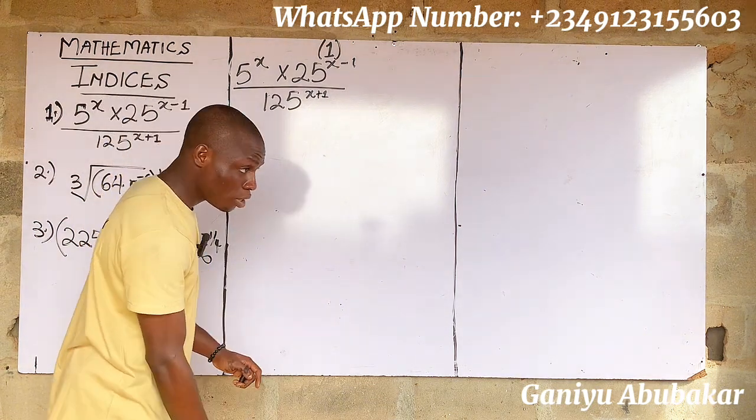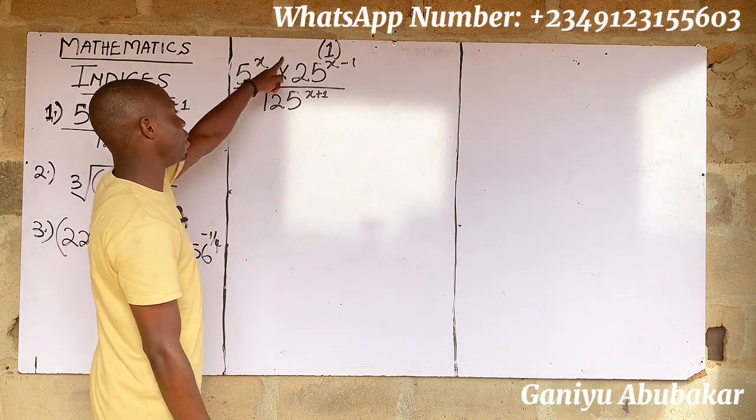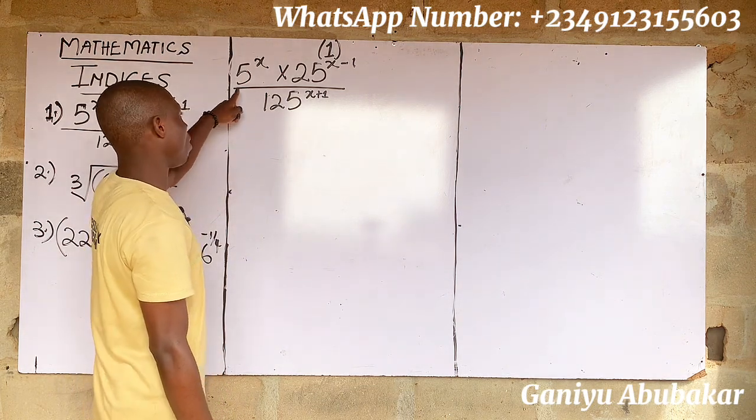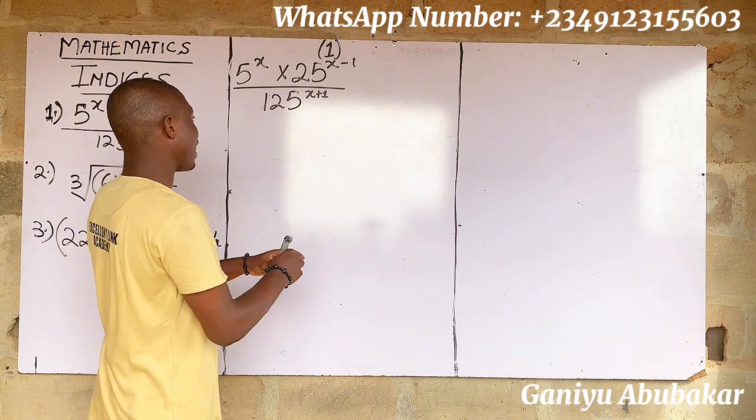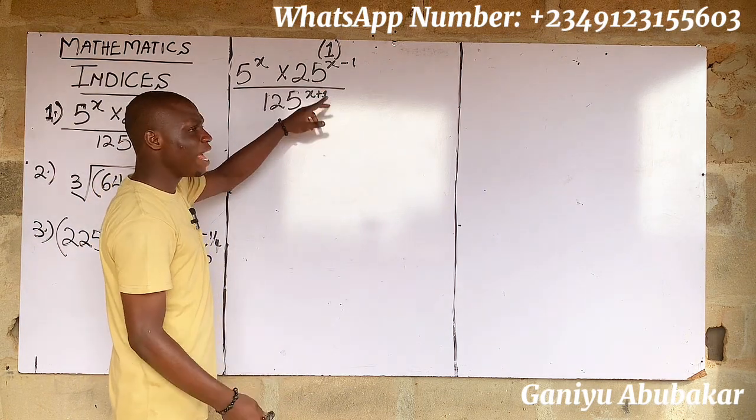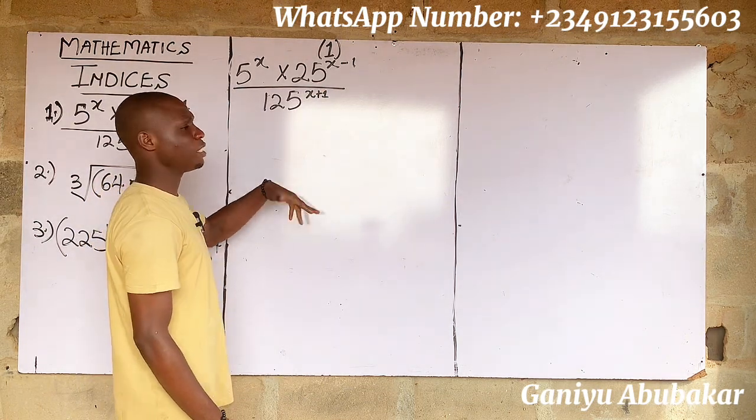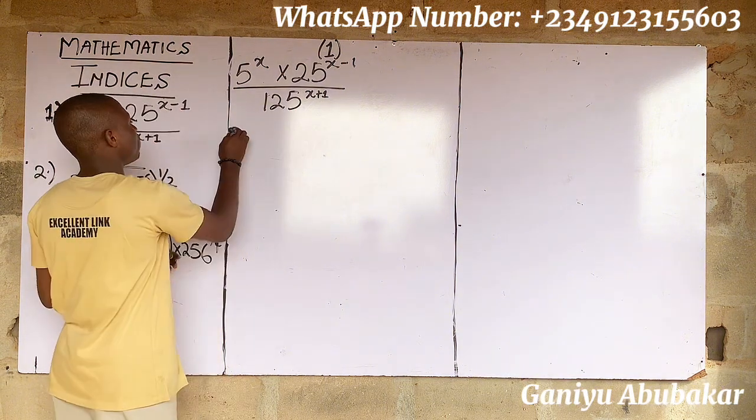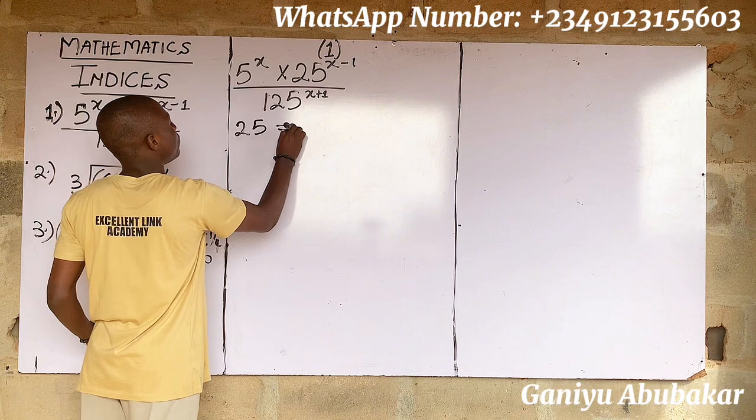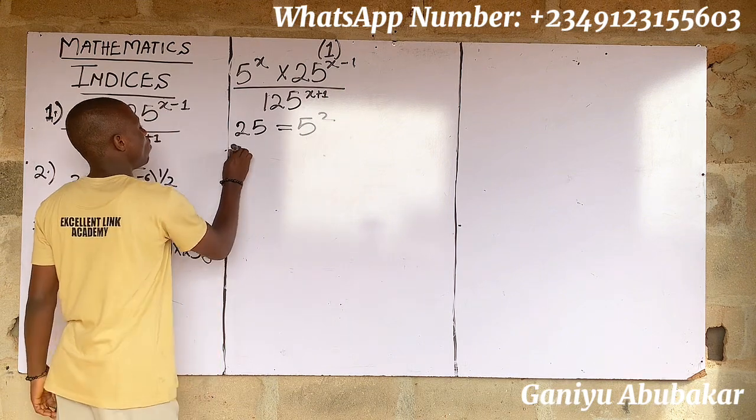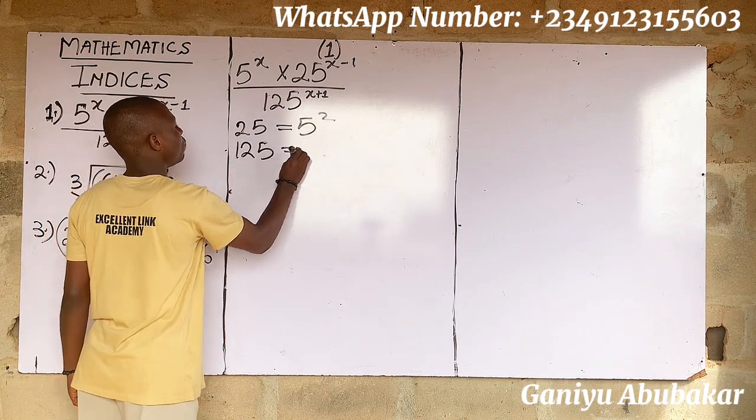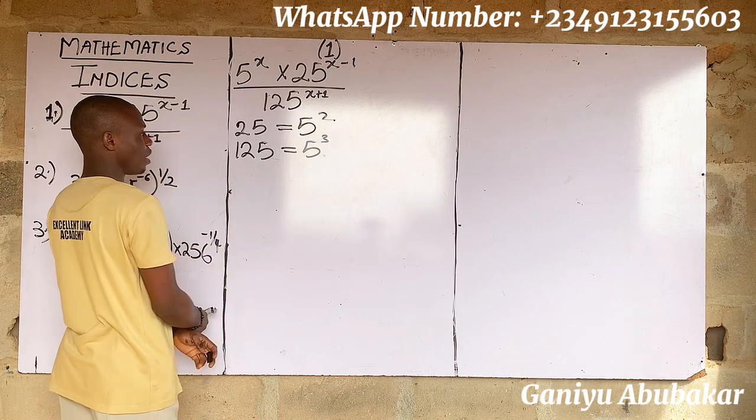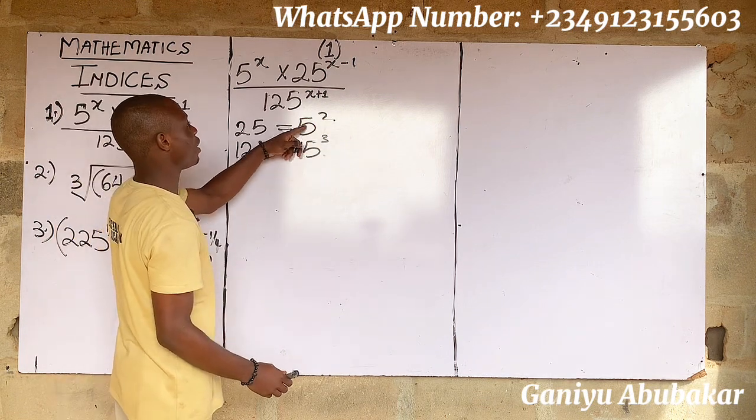I'll try to express each term there in terms of 5, because I can see that I can express 25 in terms of 5. I can still express 125 in terms of 5. So I express all of them in terms of the same base. So we know that 25 gives 5 squared, 125 gives 5 to power 3, right? So I'll insert this here.